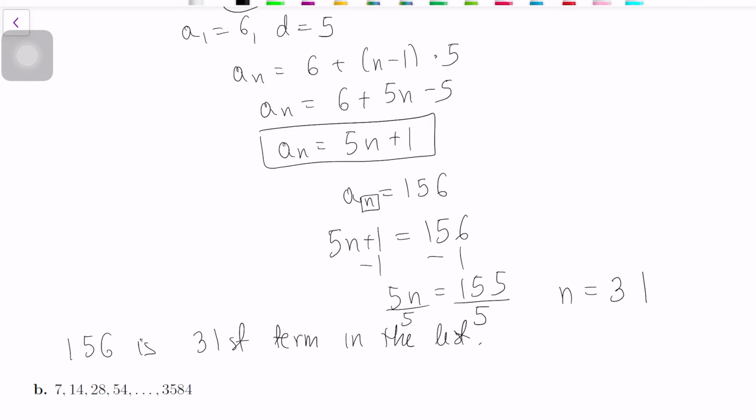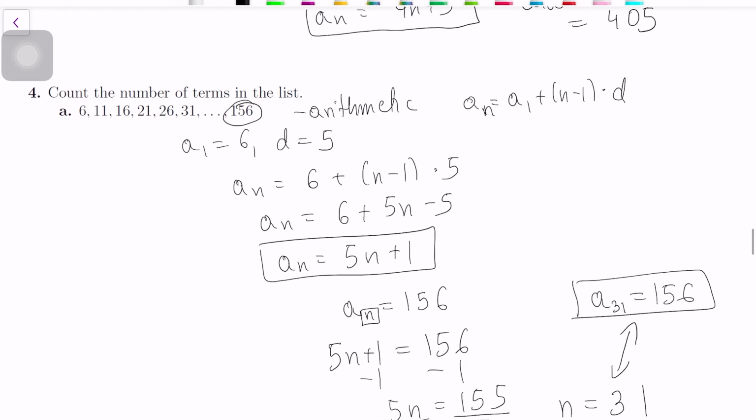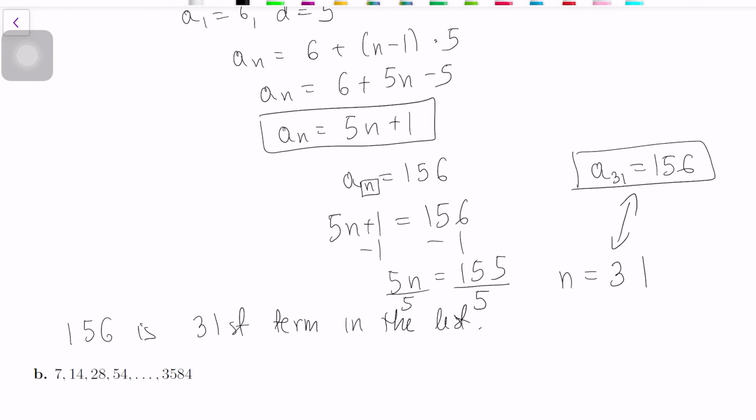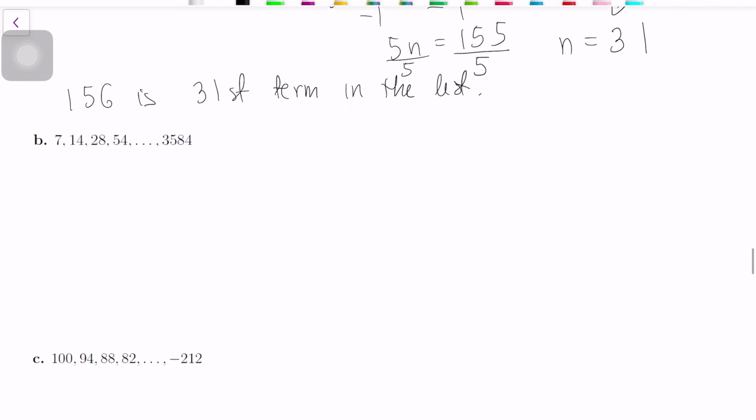So basically A31 is your 156, right? That's what it means. So to count the numbers in the list, we need to figure out what term the last number in the list is, right? So to what n it corresponds, because this index n, this running index n, is what counts which term of the sequence the number is. Okay, so let's look at the next one.